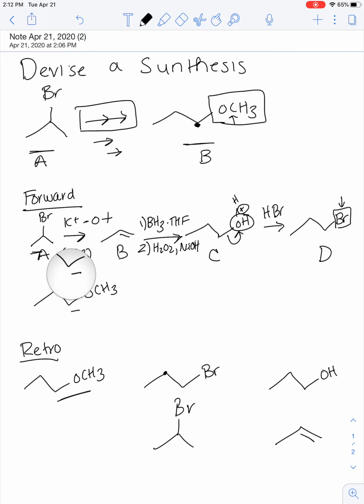In order to go from D to E, we have this OCH3 here. This is on a primary carbon, so we know it's going to proceed SN2. If it's going to proceed SN2, that means that we need a strong nucleophile. We could use something ionic like sodium methoxide, so our OCH3 would be here as our nucleophile. It's a strong nucleophile, and it's on a primary carbon, so we can have that backside attack.